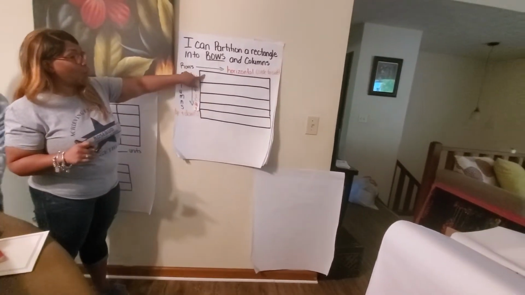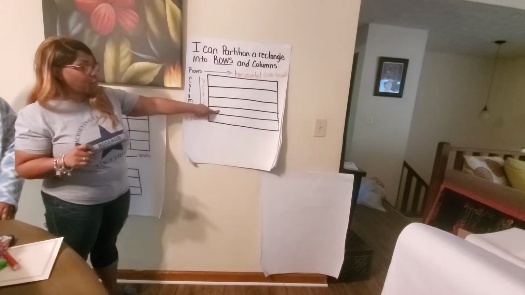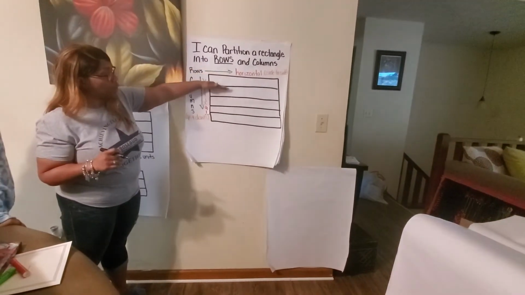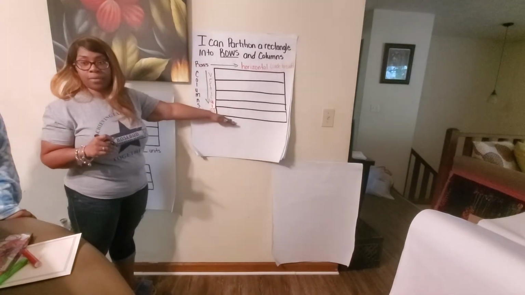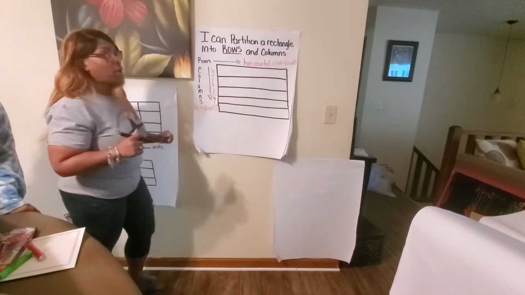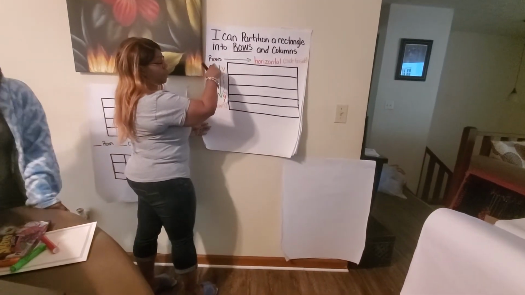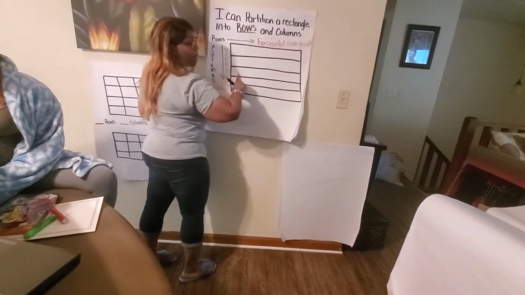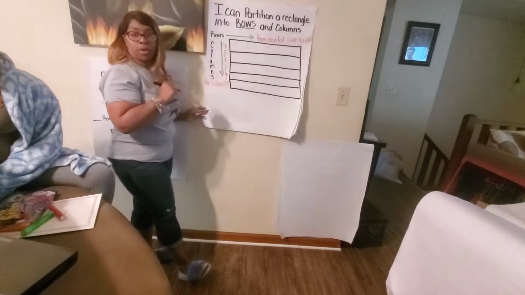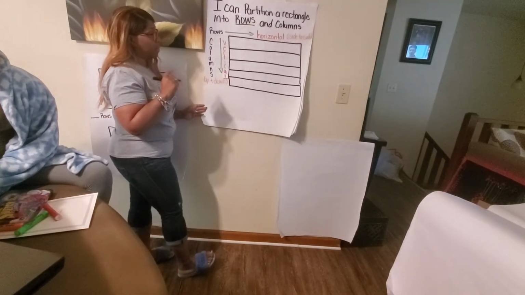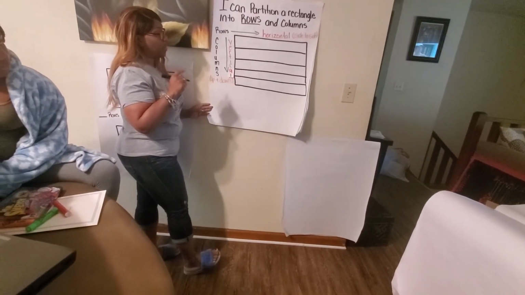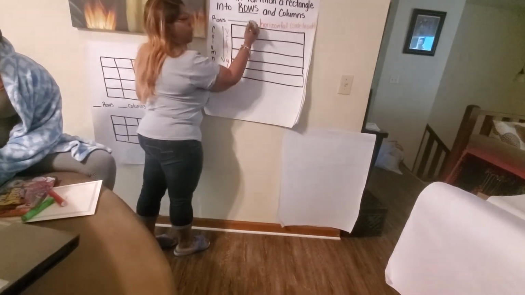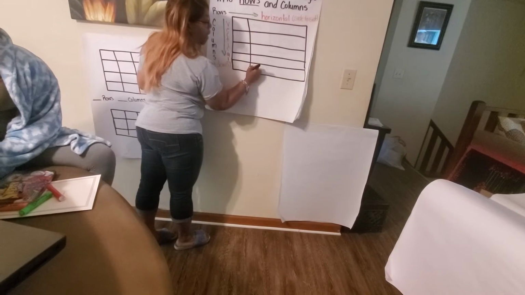All right, so we have 1, 2, 3, 4, 5 rows, right? So when we're counting our rows, we're counting going across. That was my fault. We're counting going across when we're doing our rows. Now we're going to do our columns. And when we count our columns, we're going up and down. So I'm going to draw some columns in here.